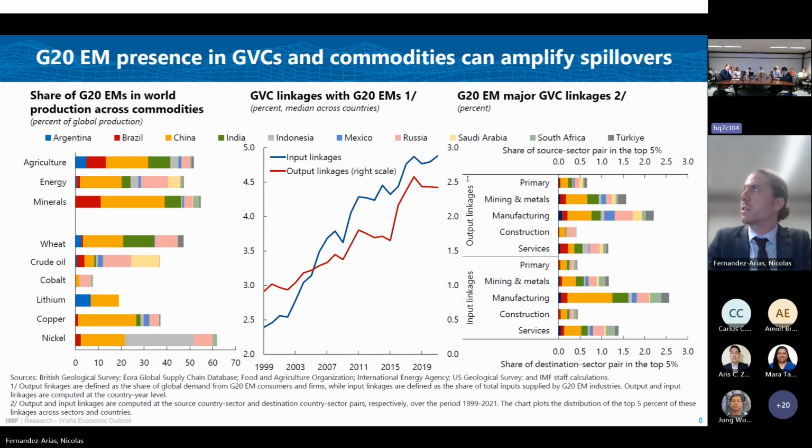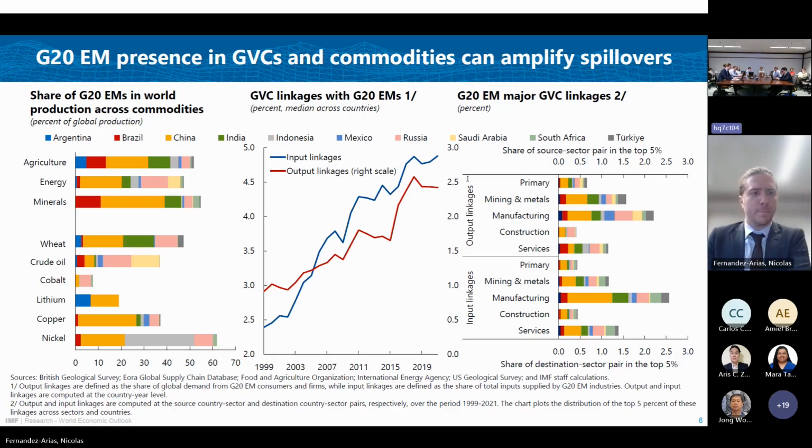On the left side of the slide, we look at the share of production in different commodities accounted for by G20 emerging markets. The top three bars decompose commodity production into its three components, and for each one of these, G20 emerging markets produce around or more than 50% of global production. China is, of course, importantly well represented here, but every one of the economies is visible. In particular, Brazil and India make a large contribution for agricultural output, and Russia has large contributions for energy output.